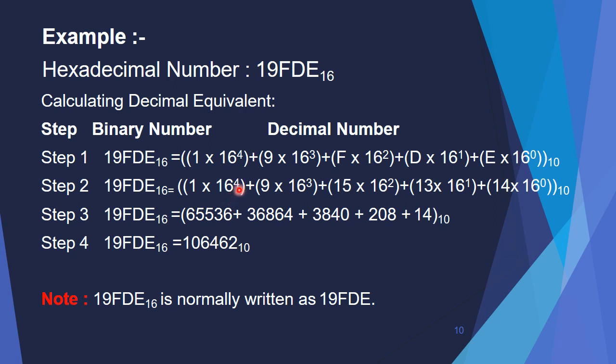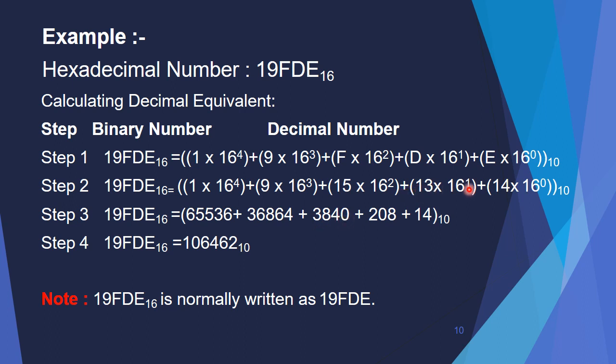16 to the power of 4 is how much? 16, you need to multiply 4 times, right? 16 into 16 into 16 into 16, and then plus 9 into 16 multiplied 3 times. So 16 into 16 into 16 into 9, so then you will get this much. And then 15 into 16 into 16, so you will get 3840.